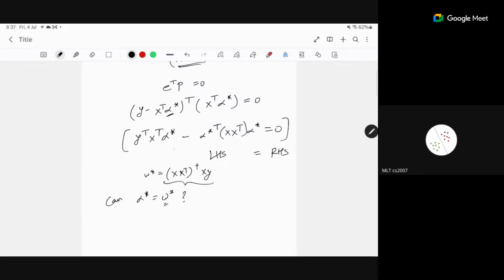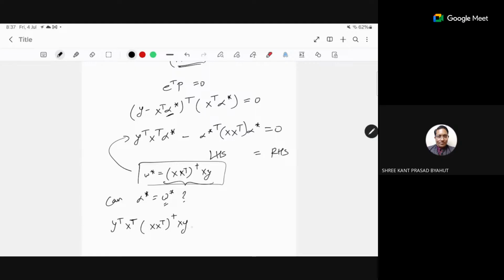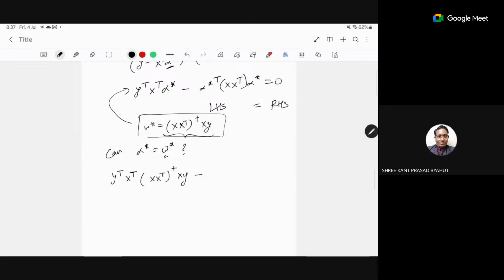Now I'll substitute this, and if I am able to satisfy this equation, then that means alpha star is equal to W star. Let me substitute this value in here. So what I'll get is Y transpose X transpose, then alpha star, which is X X transpose pseudo inverse XY, minus X transpose pseudo inverse.